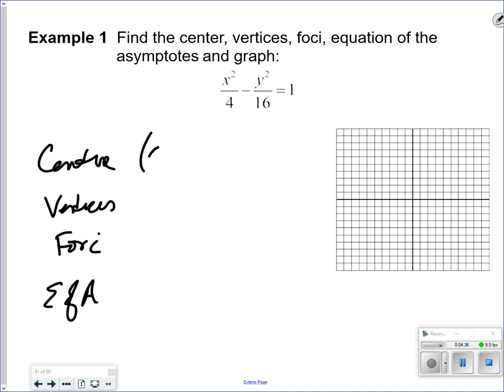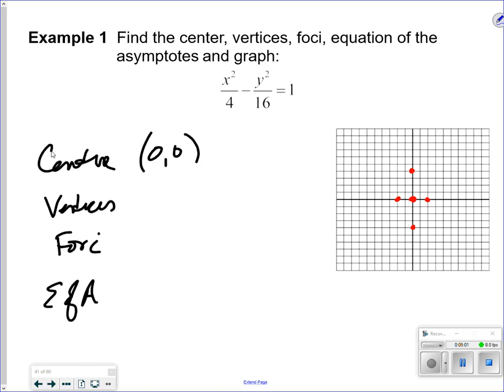So the center's at 0, 0, and I'm going to show you how to graph this. It's very similar in the beginning to how you did an elliptical shape. You've got a center at 0, 0. What's under x is a 4, so I'm going to go 2 to the right and 2 to the left. Remember, it's the square root of that. Under y is 16, so I'm going to go up 4 and down 4. Now, in an elliptical shape, you would connect those points.